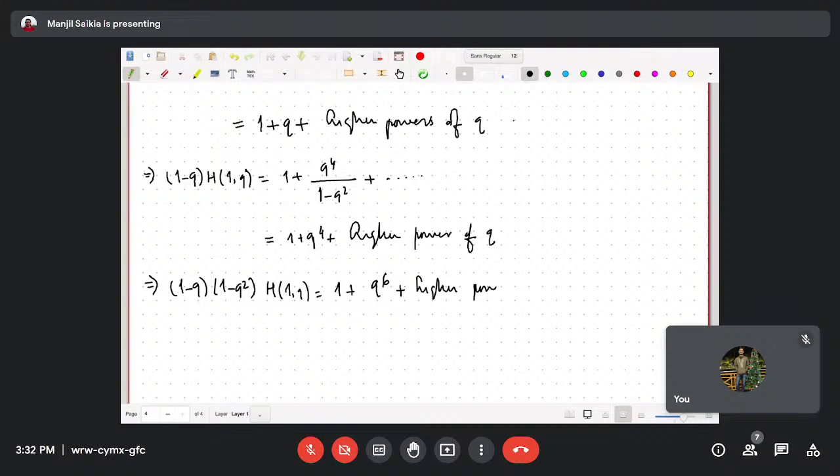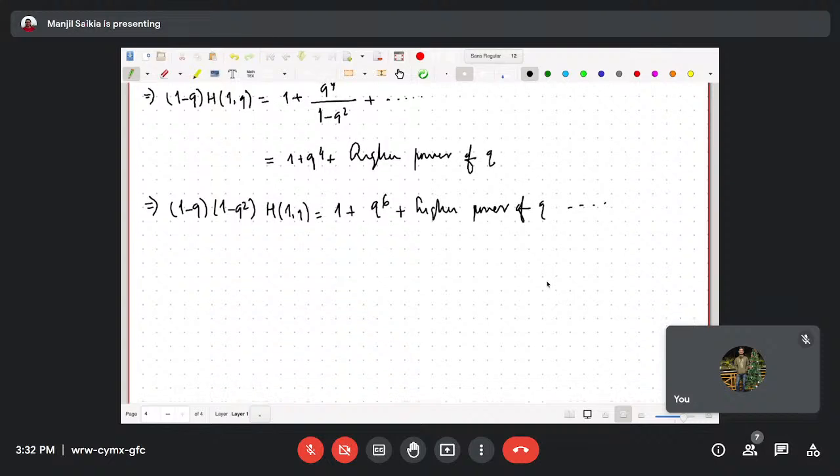Okay, and so on. Now again, the pattern should be clear. To go to the next level, to eliminate q to the 6, I would like to multiply both sides by 1 minus q cubed, and so on. If I keep on doing this continuously, then eventually what I'll get is that (1 minus q)(1 minus q squared) and so on, okay?